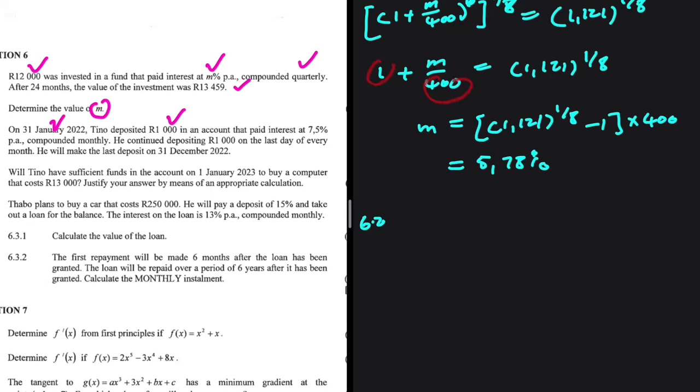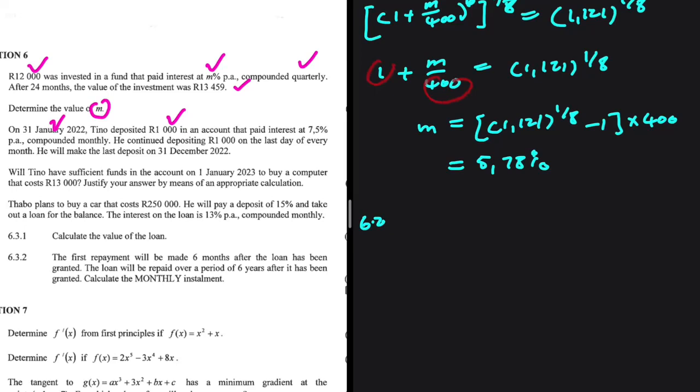Right, we need to note that he continued depositing 1,000 on the last day of every month. He will make the last deposit on 31st December 2022. Will Tino have sufficient funds in the account on 1 Jan 2023 to buy a computer that costs 13,000? Justify your answer by means of an appropriate calculation.